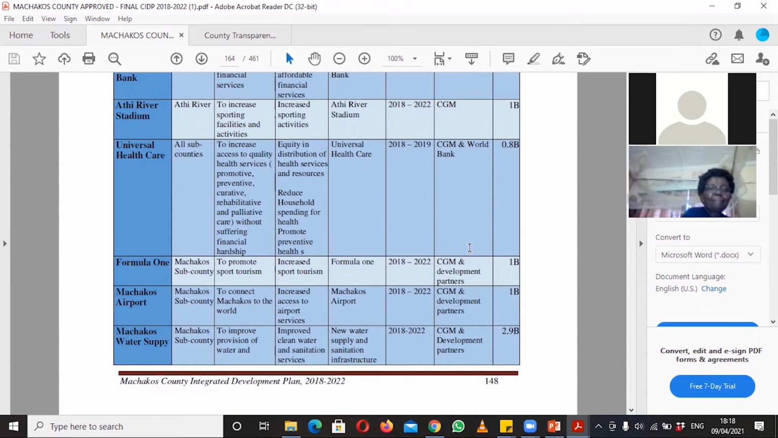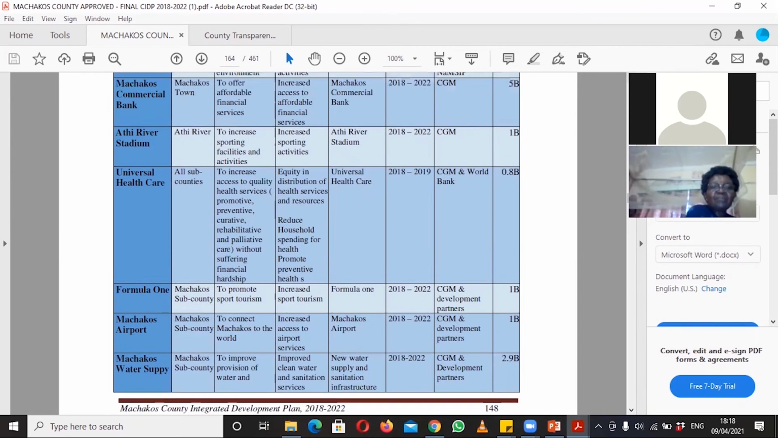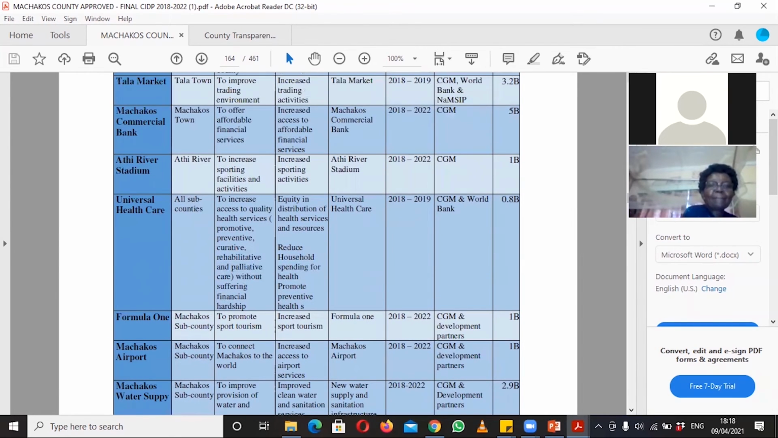Like Machakos Commercial Bank. Is it there? Where is it? I don't think it is there, though they are saying it is supposed to take 5 years. And you see it was allocated 5 billion, but it is supposed to be completed by next year, and now nothing is seen. Same case with Formula 1 as well. These are some of the things that we also need to follow up on as budget champions with regard to the projects.